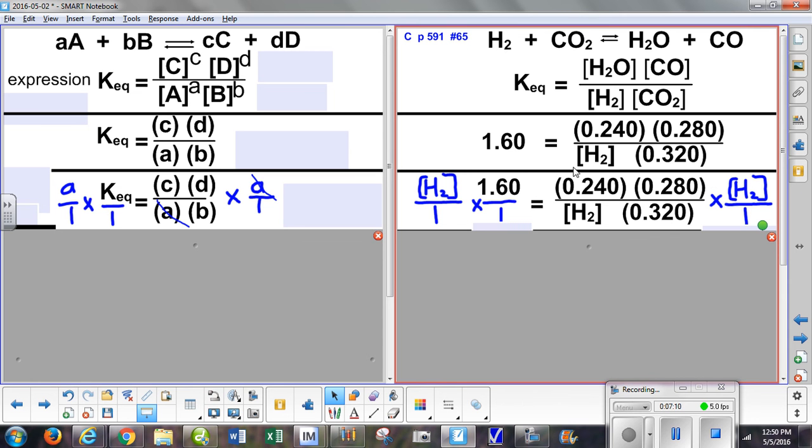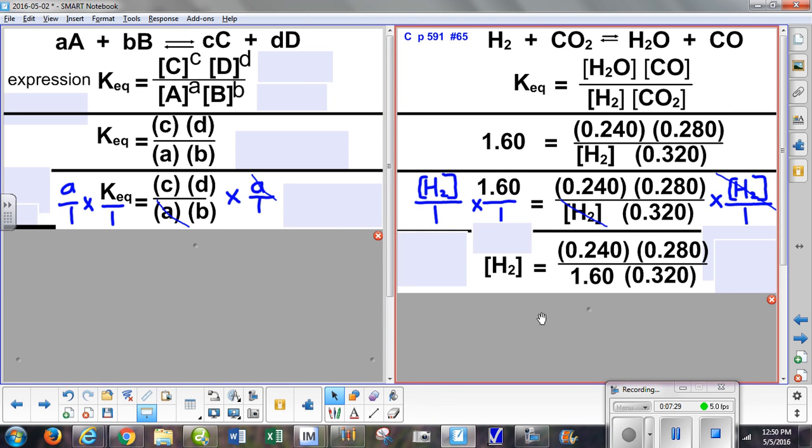And now you see the same numbers are everywhere, except now we're going to get rid of the hydrogen concentration on the right side, and hydrogen concentration persists on the left side. At the next step, the hydrogen will be left by itself on the left-hand side. I did not multiply both sides by the K. I should have gotten rid of that. Oh, I don't have to. No, we're good to go.